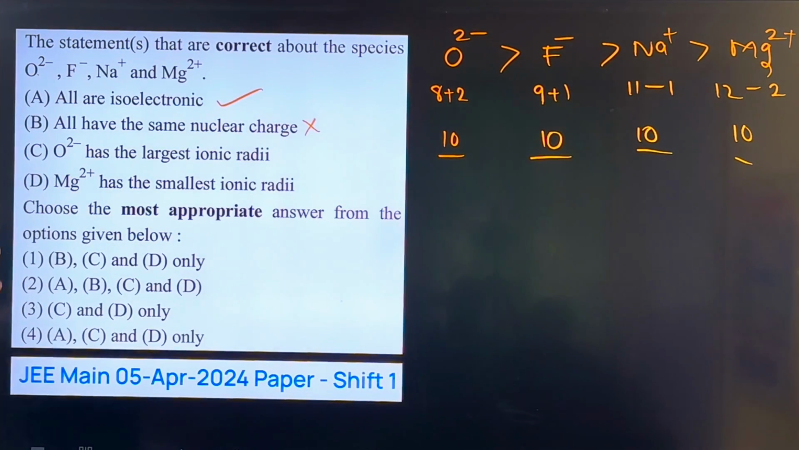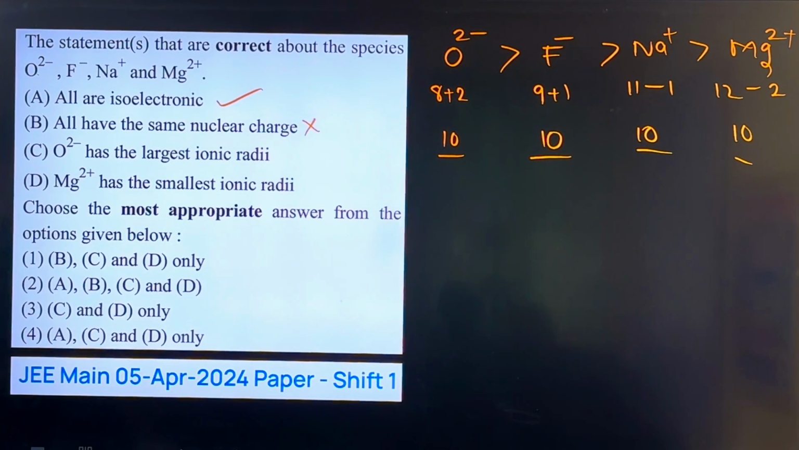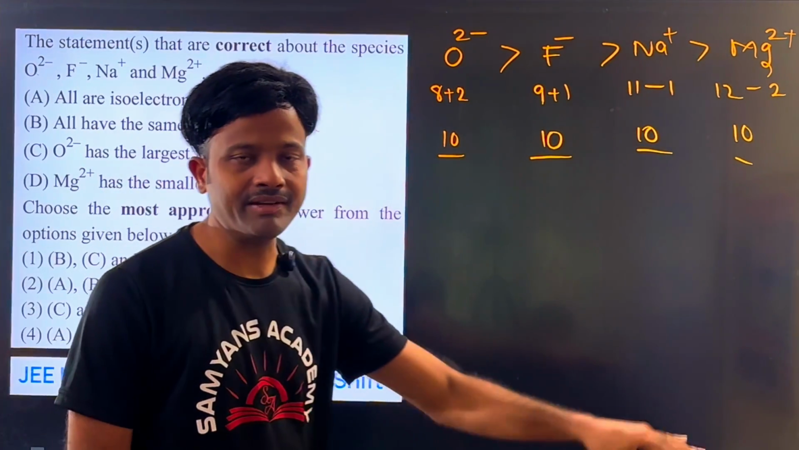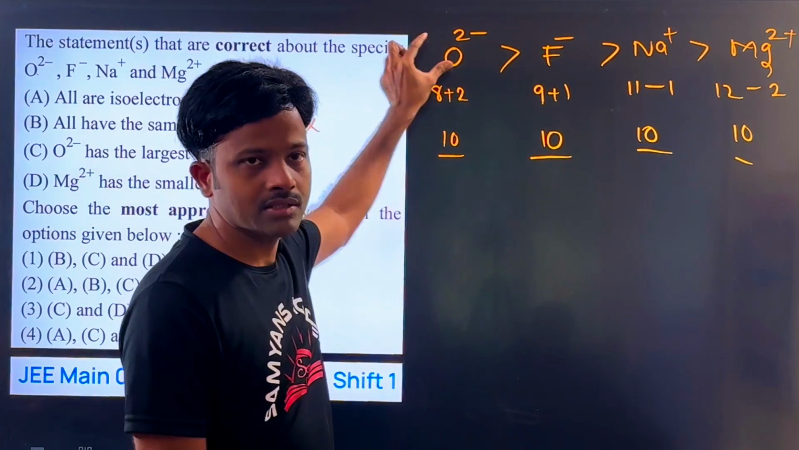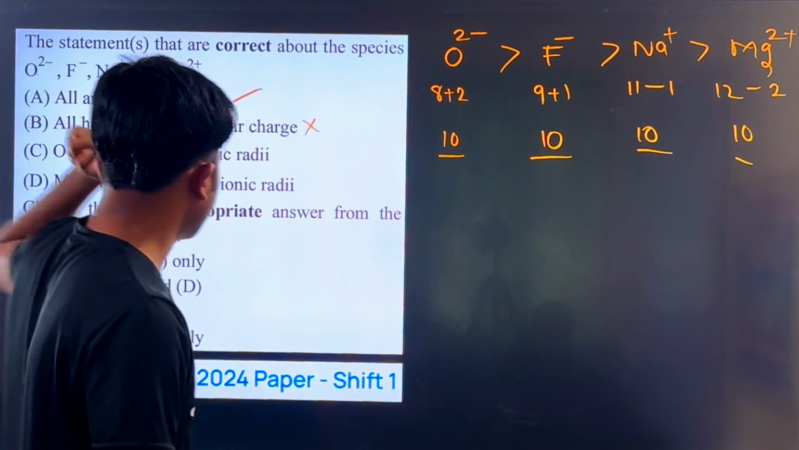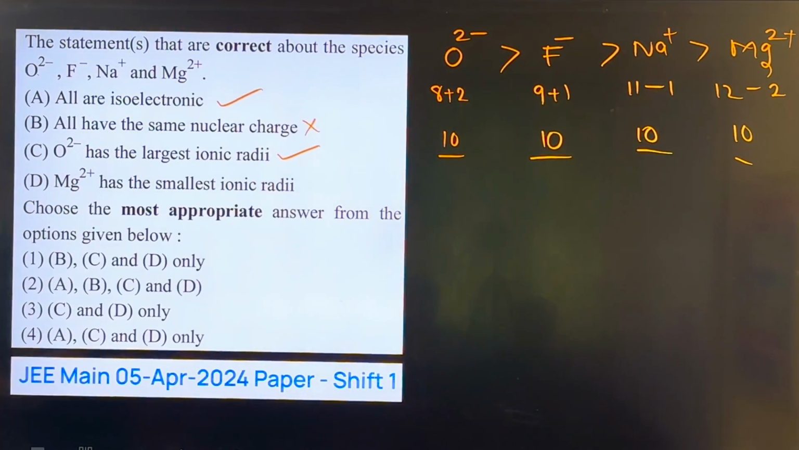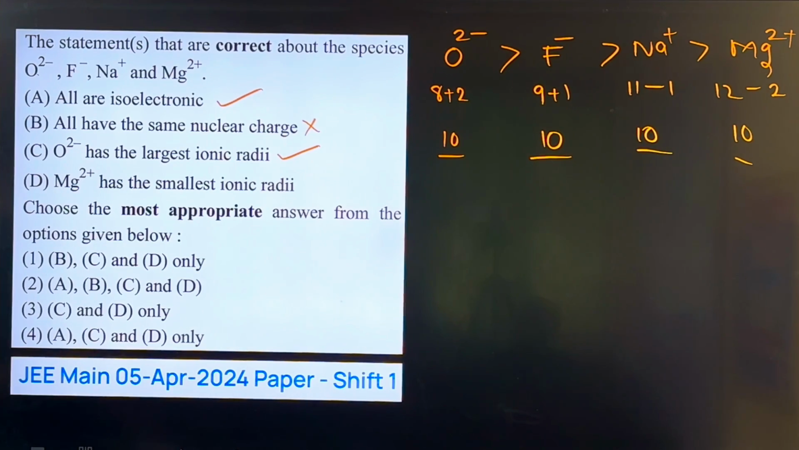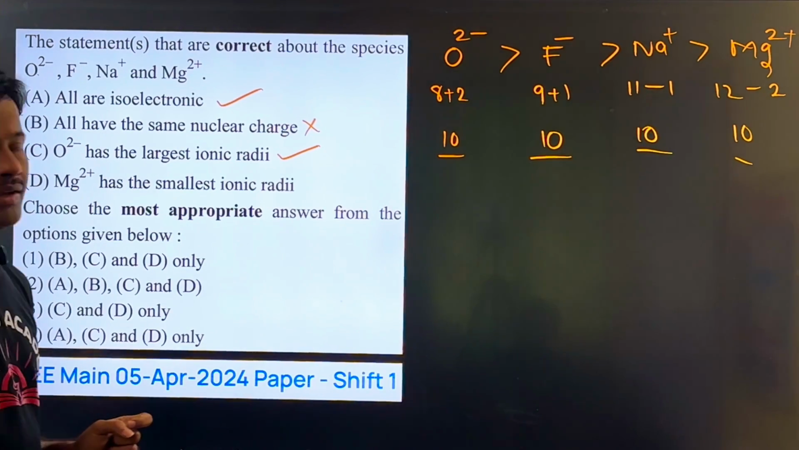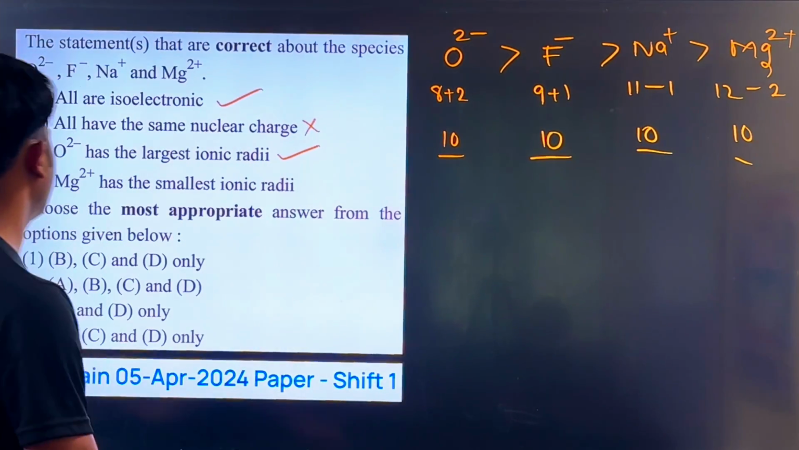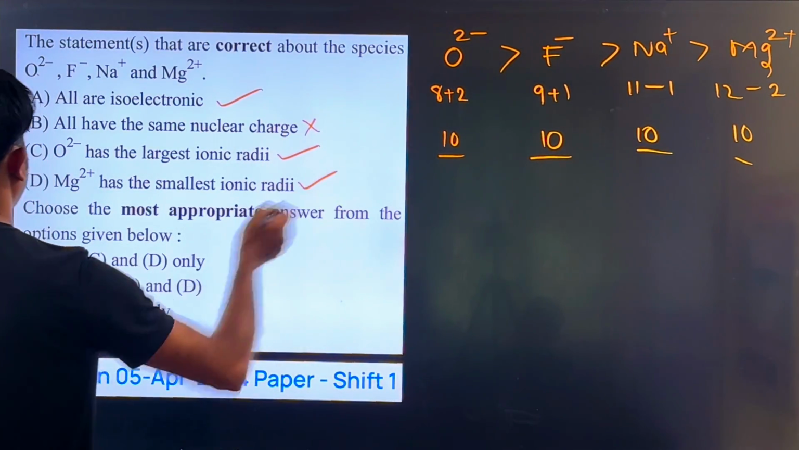Now, O2- has the largest ionic radius. Yes. Among all the ions, which one is larger in size? O2- is larger in size. O2- has the largest ionic radius compared to all the other ions. Then among the given ions, which one is smaller in size? Magnesium 2+ is smaller in size. Now it is also correct, right?